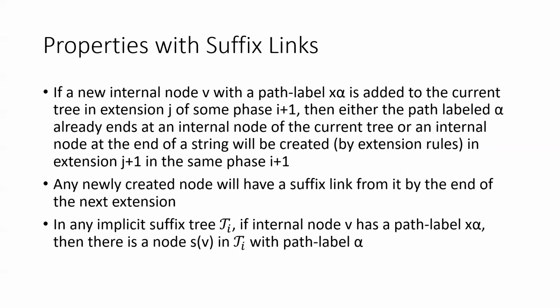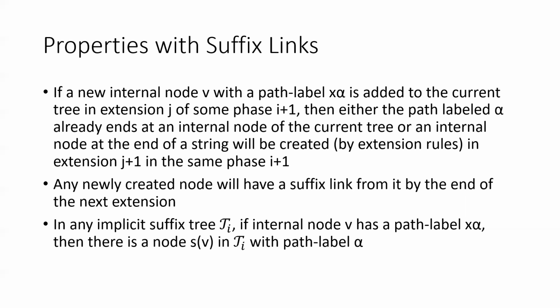So here we have some properties of suffix links. These are all stated very formally, so just bear with me again. If a new internal node V with a path label X alpha is added to the current tree in extension J of some phase, then either the path labeled alpha already ends at an internal node of the current tree, or an internal node at the end of that string will be created in extension J+1 of the same phase. This new internal node is being created by the extension rules, primarily extension rule 2. So any newly created node is going to have a suffix link from it by the end of the next extension. It's just another property of suffix links.